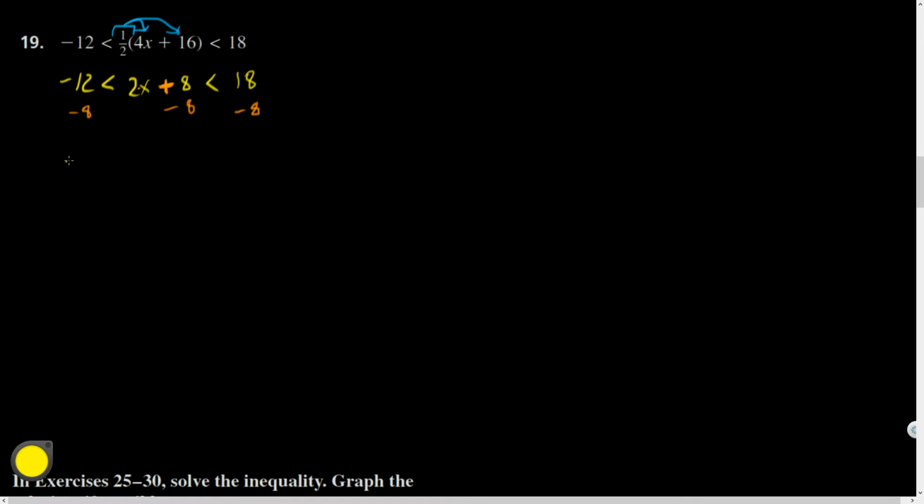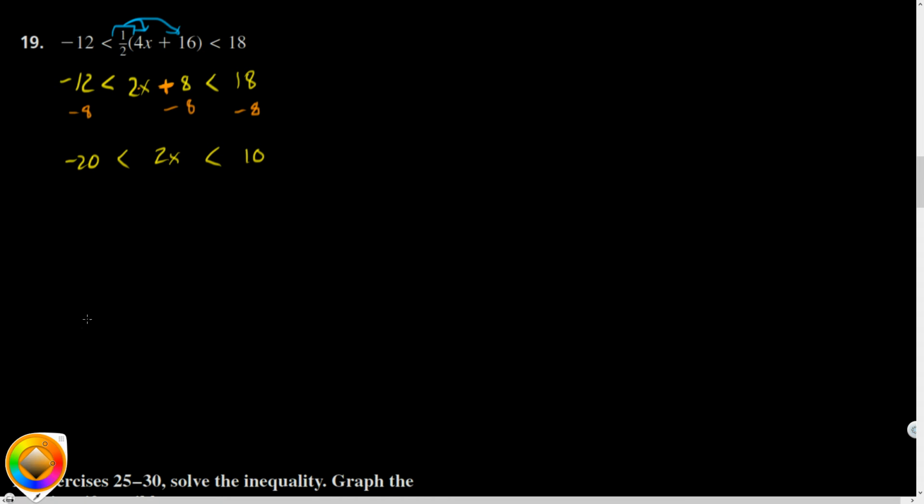So negative 12 minus 8 is negative 20. Oh, do I have to flip that sign? Why not? That was negative. Try to trick you guys. You're too good. And 18 minus 8 is 10.